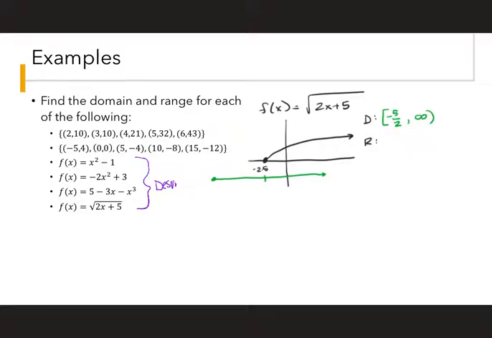Now the range of this graph is vertical. So if I start way down here and work my way upwards, the first time that I come across that graph is at 0. So my range is going to go from 0 to positive infinity, because it's going to continue to grow along with me as those numbers get bigger.